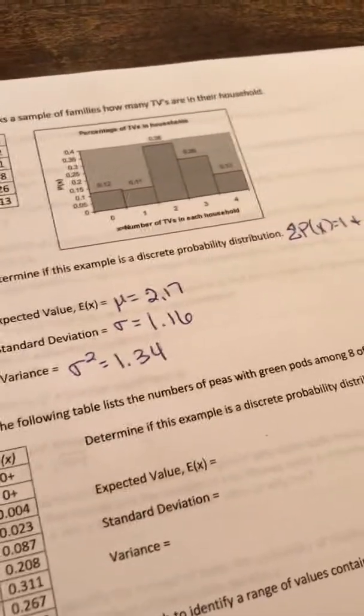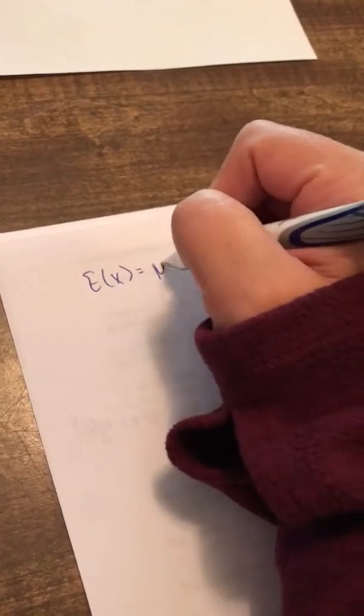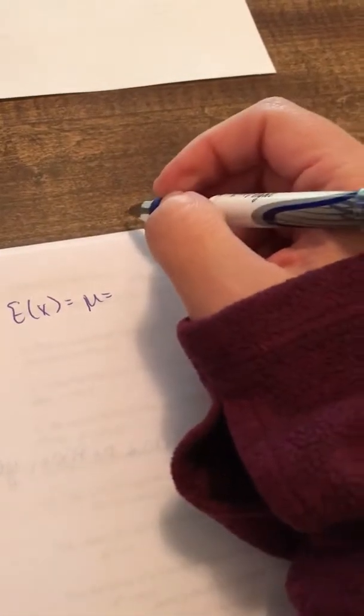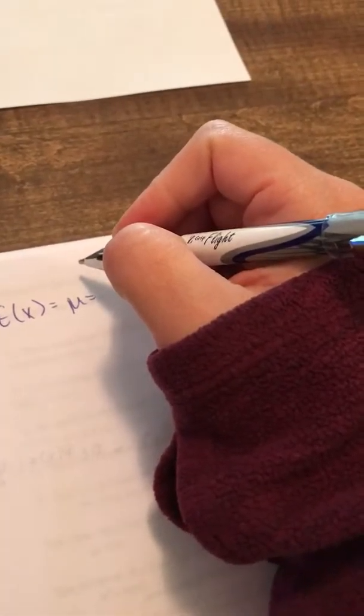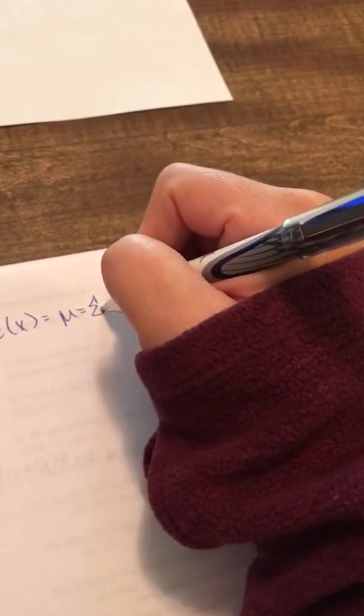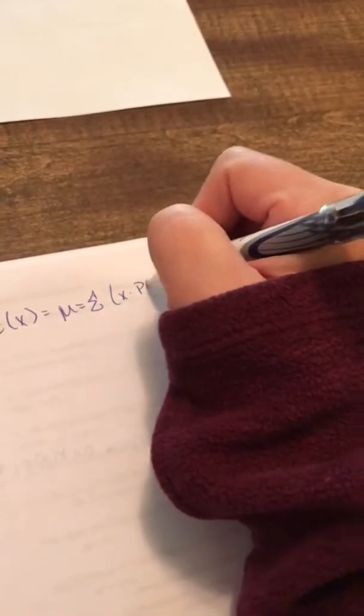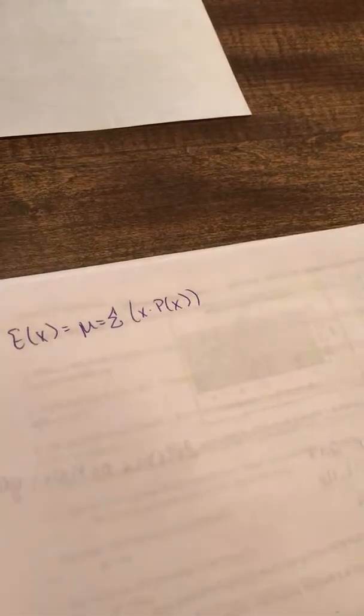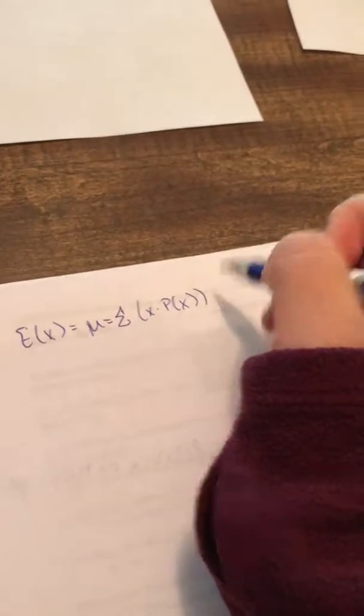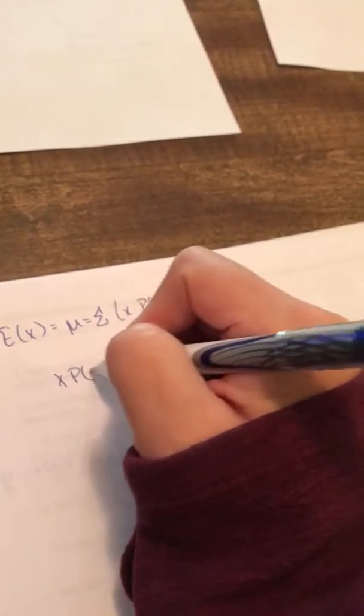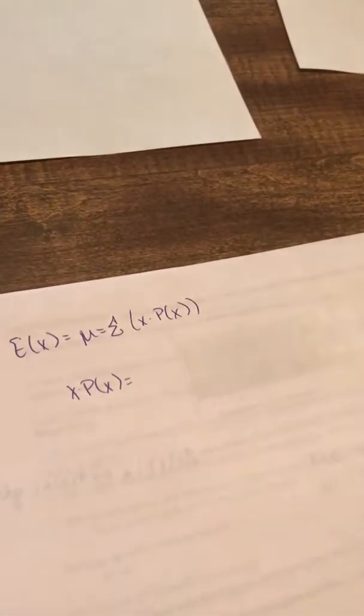So that's using the calculator, which is the faster way. So I'm going to flip this over for just a minute just to show you one using the formula so you can see. So your expected value formula is the sum of X times P of X. So if we take X times P of X, so I just have it listed down.